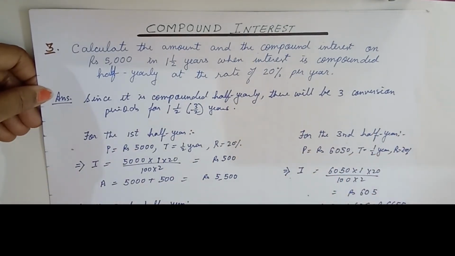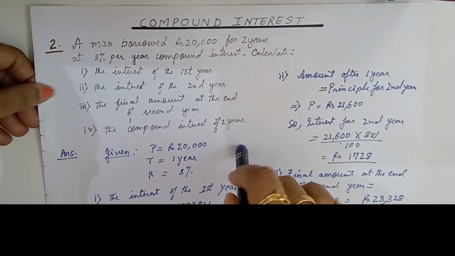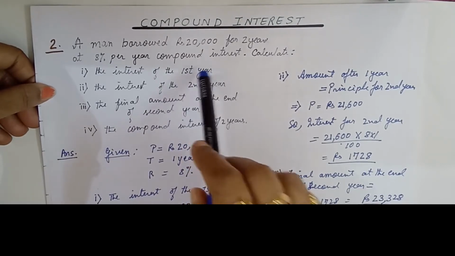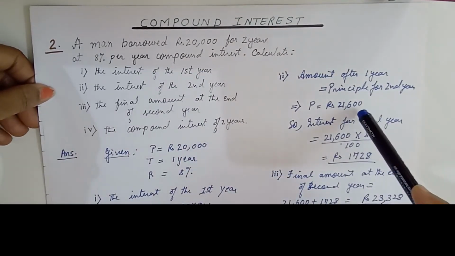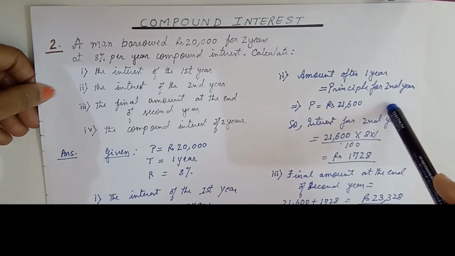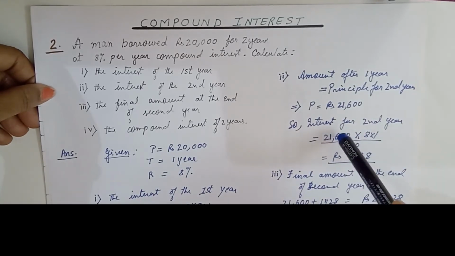Let me go back to the second question. You may get a question here that if a certain amount is paid at the end of the first year, what you are going to do is, from the principal that you get for the second year, you subtract the money that you have paid at the end of 1 year. So the principal for the second year is changed.